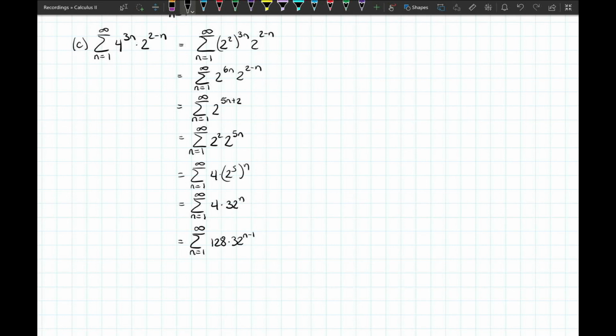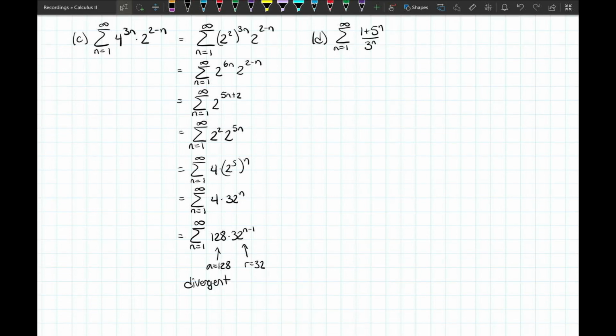So it's definitely divergent, but we know that a is equal to 128, and that's our first term, and every subsequent term is being multiplied by a ratio of 32. So this is divergent. Now in this last example, we have the sum from n equals 1 to infinity of 1 plus 5 to the n all over 3 to the n.